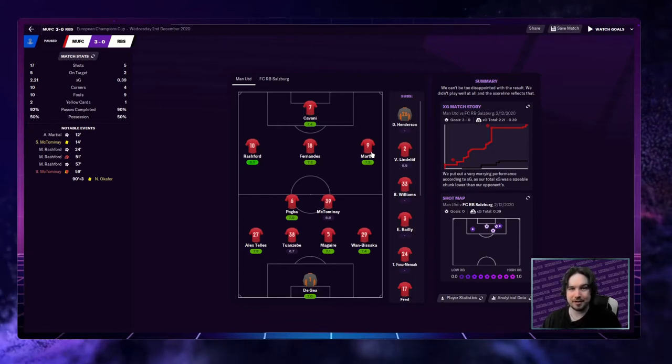Next up is a very hard match at Old Trafford against Manchester United. We lose this game 3-0. We were trying to keep Cavani quiet. We managed to achieve that because he scored 4 goals in the last fixture that beat us 4-0 in Salzburg. But let's have a look at Manchester United's goals.